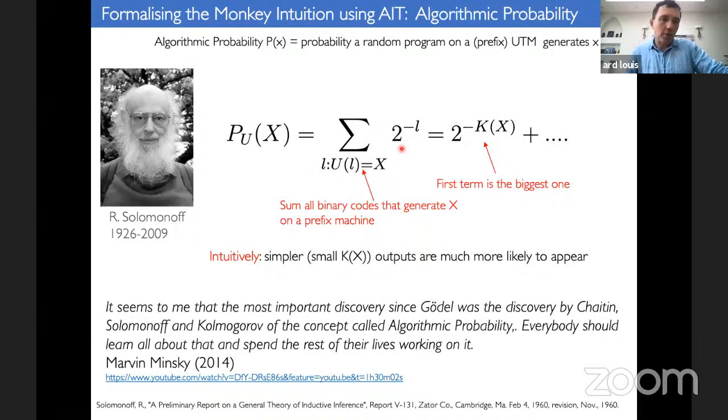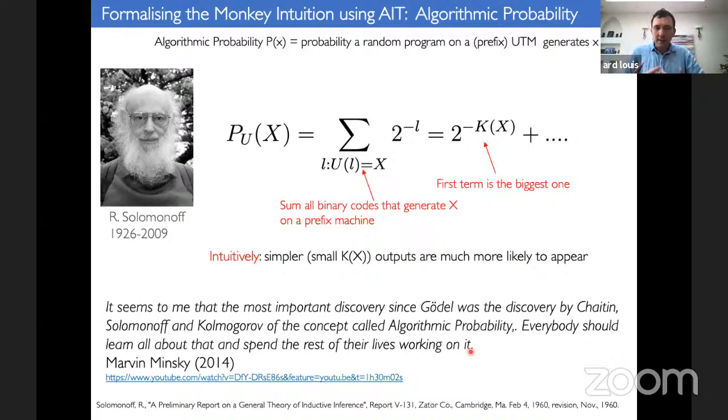And the shortest code will be the most likely one to appear. And so intuitively, simpler codes are more likely to appear than complex codes. And this idea of what we call algorithmic probability, I think, is a very profound and deep one, and has been understudied in the field of science in general. In fact, Marvin Minsky, not too long ago, before he died, said the following in a talk: "It seems to me the most important discovery since Gödel was discovered by Chaitin, Solomonoff, and Kolmogorov of the concept called algorithmic probability. Everybody should learn all about that and spend the rest of their lives working on it." So here's something very interesting.